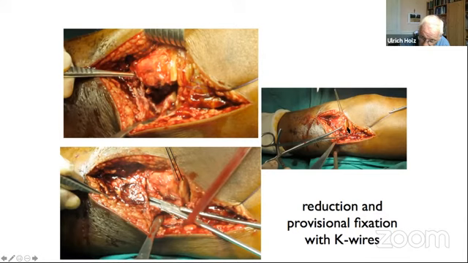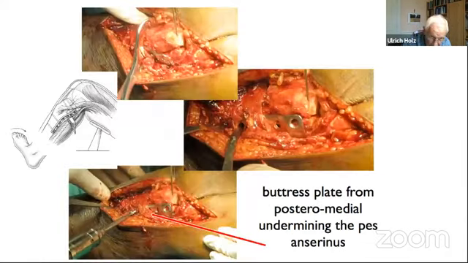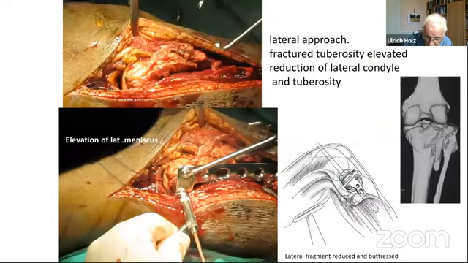The surface is smooth, stabilized by K-wires provisionally. Here again, you see the pes anserinus, which is undermined. And of course, for this procedure, you have to bend the knee. Otherwise, you will not be able to come to this posteromedial part easily. So you have to bend the knee, and then the muscles and everything, the pes anserinus, is released, and it's no problem to place your plate from this posteromedial approach.